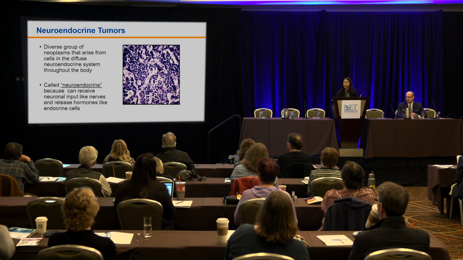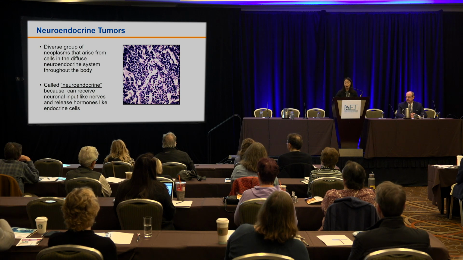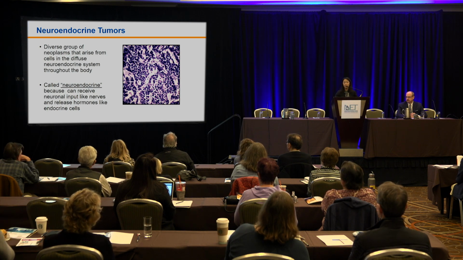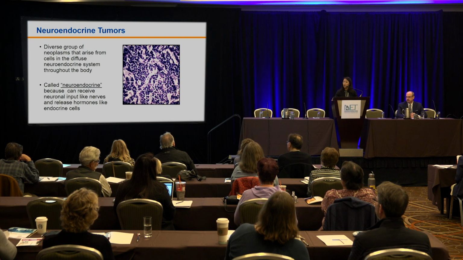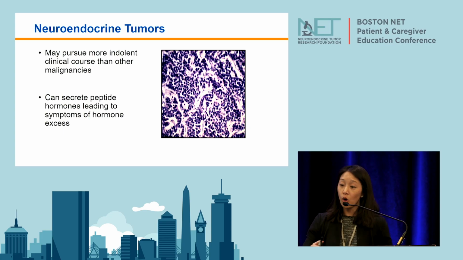Over the years, we've recognized that neuroendocrine tumors are much more complicated and that they're much more heterogeneous. They do arise from cells throughout the diffuse neuroendocrine system, and they're called neuroendocrine because they receive neuronal input, just like nerves, and they also can secrete hormones, just like endocrine cells. But they're not always benign. They can grow abnormally and they can also spread, which defines them as malignancies. But compared with other types of cancers, they can pursue a course that is sometimes more indolent or slow growing than other types of cancers. They're also notable for their ability to secrete hormones that can, in some patients, lead to very characteristic symptoms and syndromes.